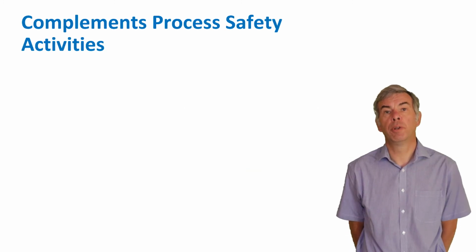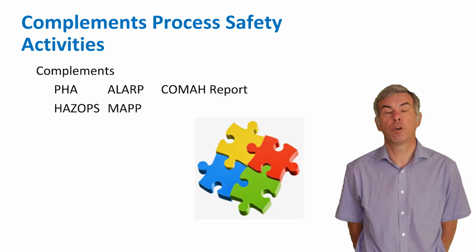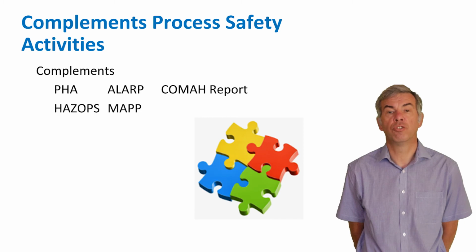So how does it complement other process safety activities? Well, a better understanding of risk can complement the following activities: the PHA process, or the HAZOP process for instance, because it gives you a better understanding of how the equipment might fail. A LOPA, as we've talked about, it's a continuous improvement tool. It can also help the site major accident prevention policy through its focus on detection and isolation procedures. And it also will complement the COMAH report.